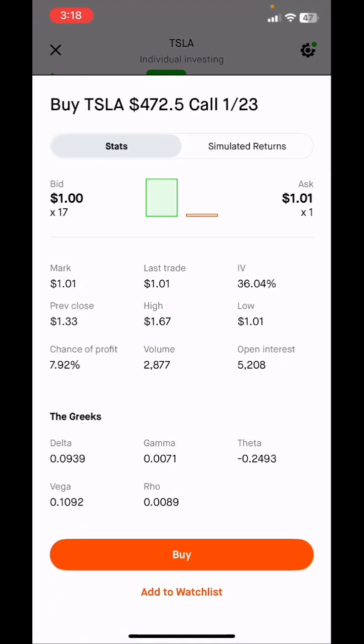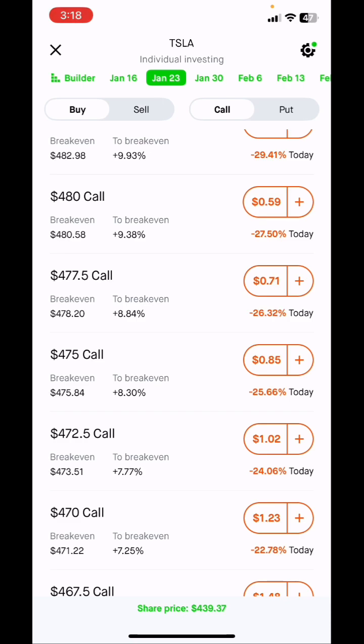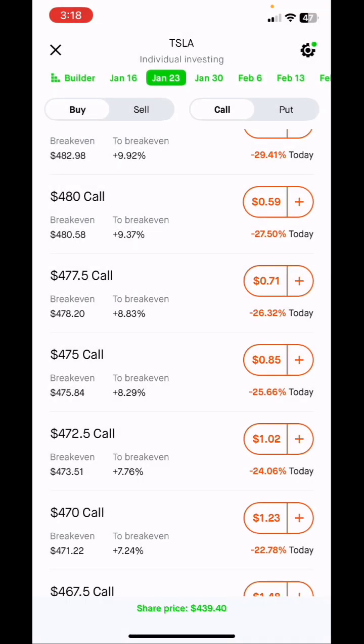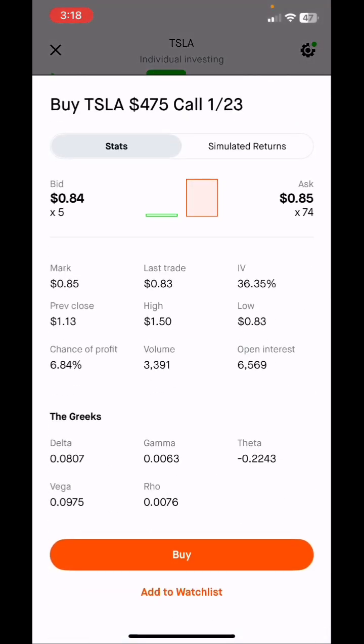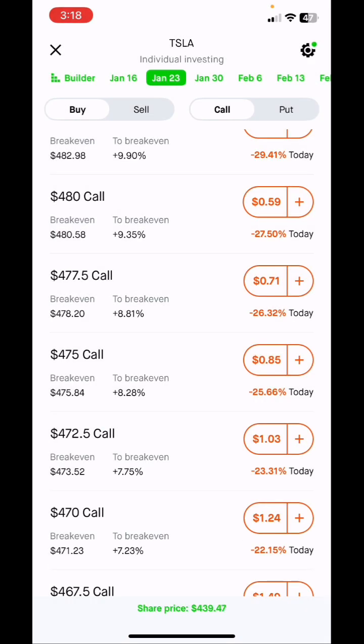You see volume 2,877, open interest 5,208. That's important. And that's the 102. Let's go to the 85-cent contract. Volume 3,391, open interest 6,569.